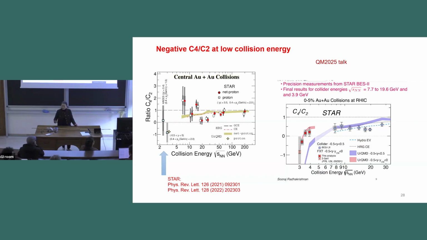So you mean the scaling, whether the scaling will break or not? 5 GeV maybe works. I mean, this NCQ scaling maybe works, but below this, scaling does not work.